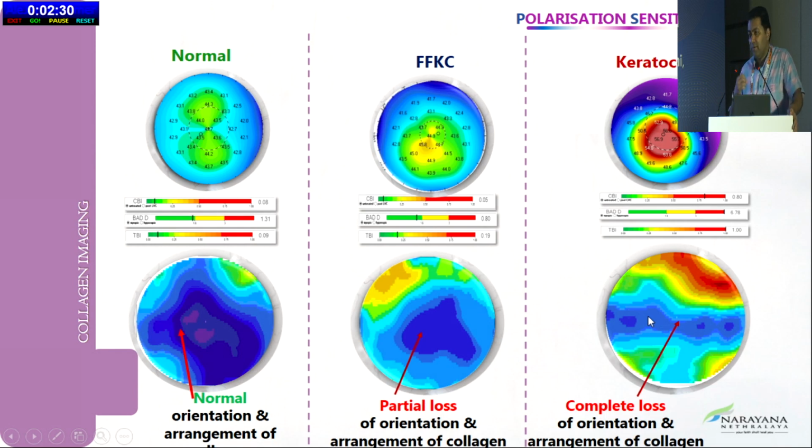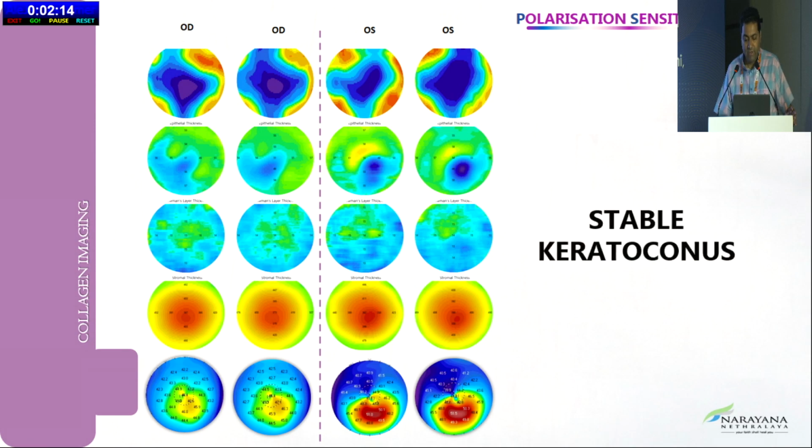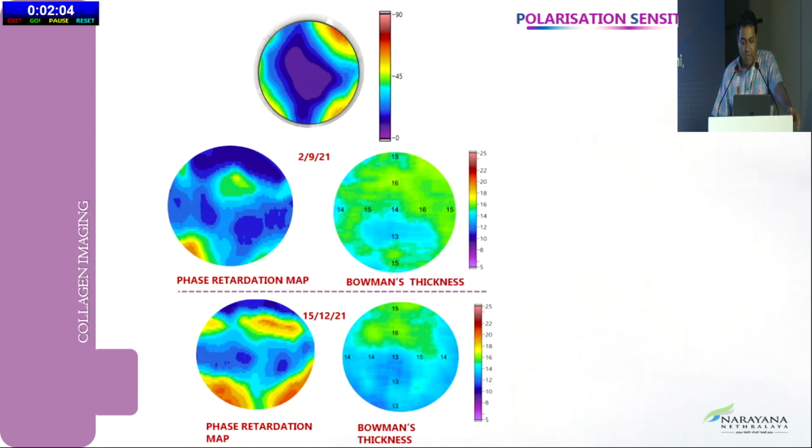So with immediate effect, we're able to image the collagen, and instead of just looking at the parameters and all the indices, you are actually looking at the true collagen that you have. The advantage is that you can look at it from a progression aspect. You can look at the Bowman's layer. This is your Bowman's thickness, epithelium. Every layer of the cornea in keratoconus can be seen, and this is a stable keratoconus, and it's very interesting.